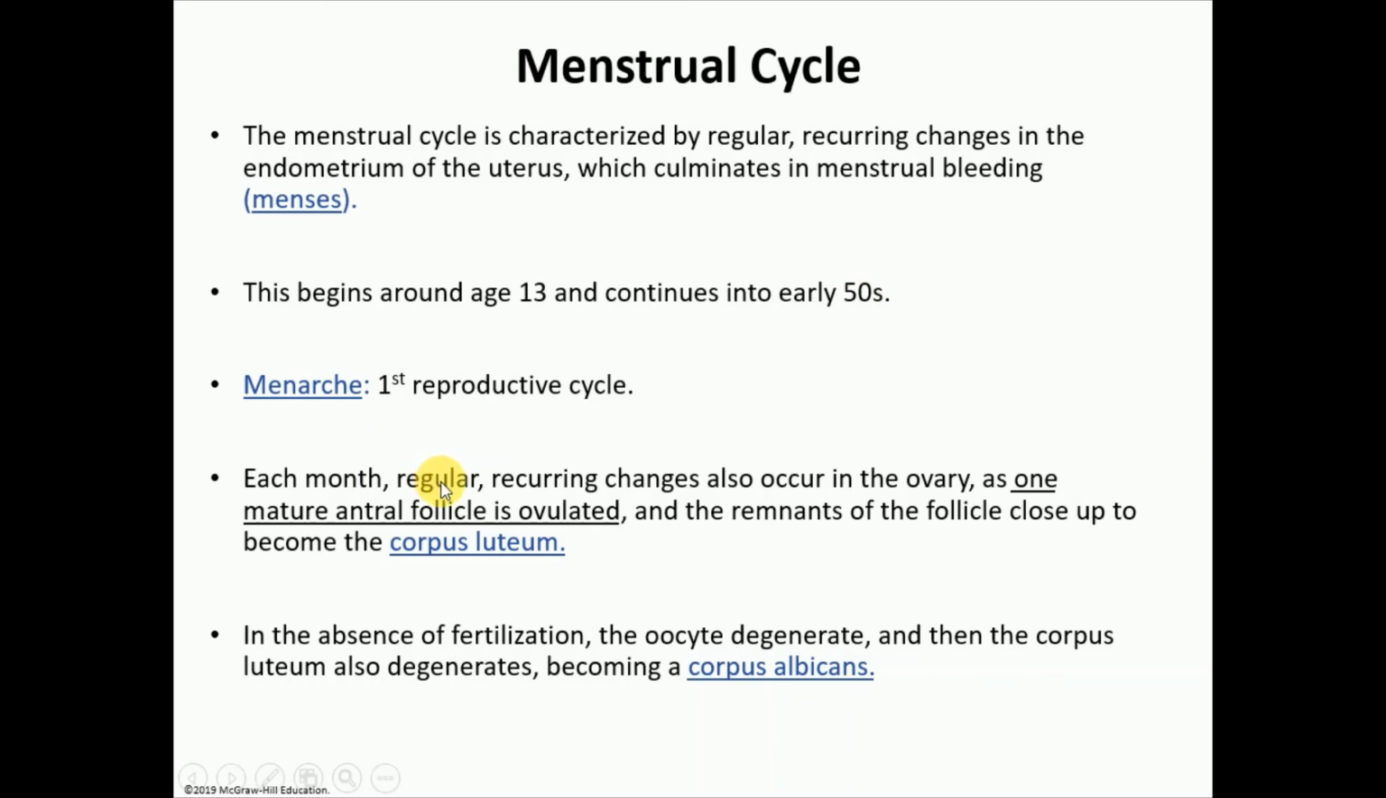Each month, there is one mature antral follicle that is ovulated. The remnants of that follicle, again, change into this yellow body, the corpus luteum, that makes progesterone. In the absence of fertilization, that corpus luteum is going to degenerate and become fibrotic, leading to a white body known as the corpus albicans.